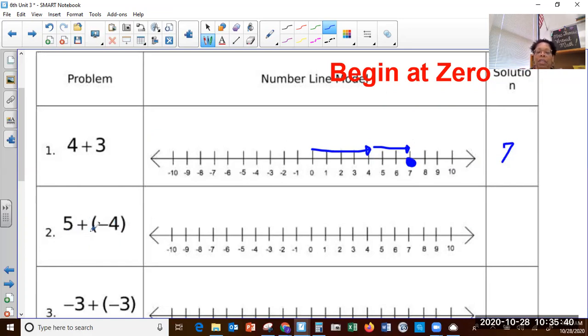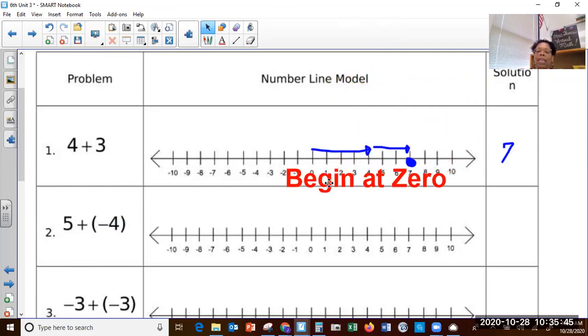Let's do the second one. +5 plus a -4. And what do we always do? We begin at 0. So I'm going to go to 0 and start and go to the first number, count over, which is 5. And then from 5, I'm going to go to the second number, which is -4. What does that mean? It means I'm going backward 4. So 1, 2, 3, 4. And where do I land? I land at -1.